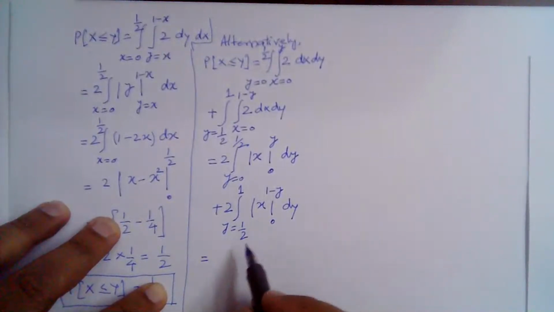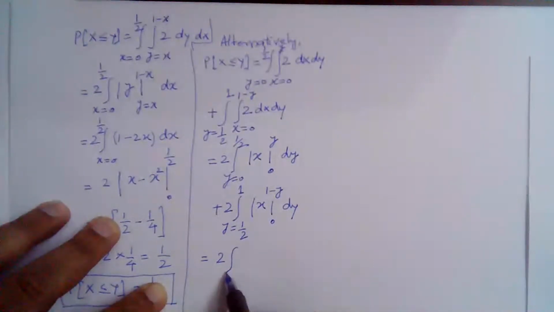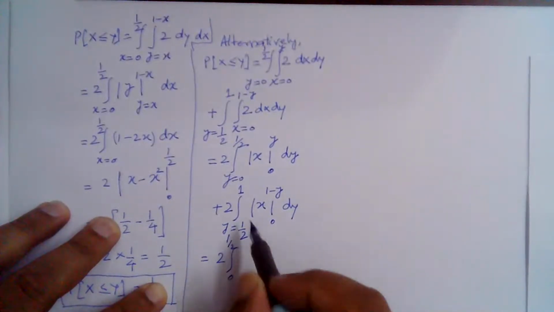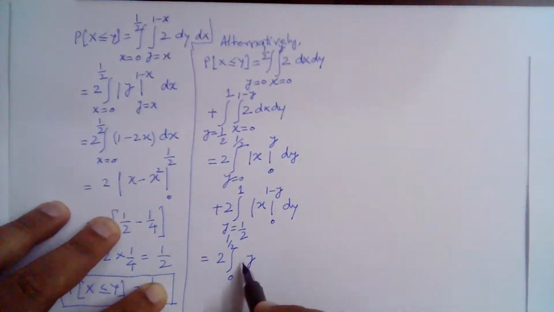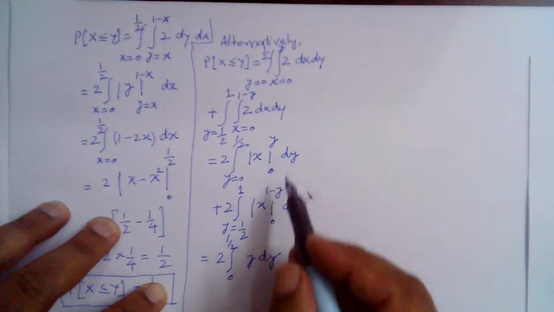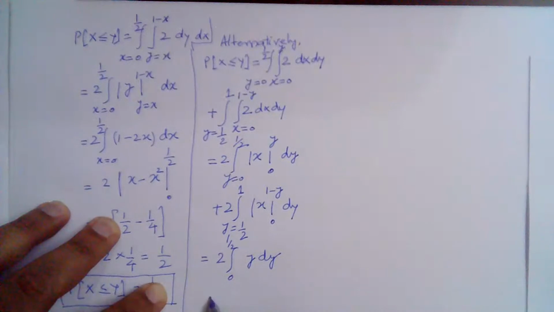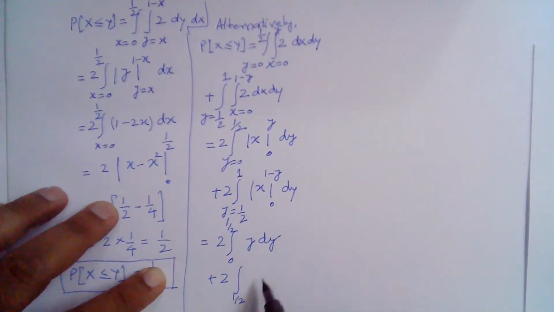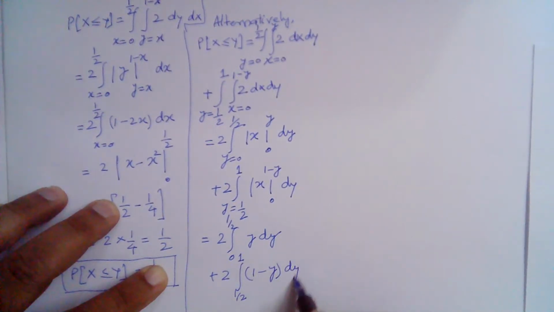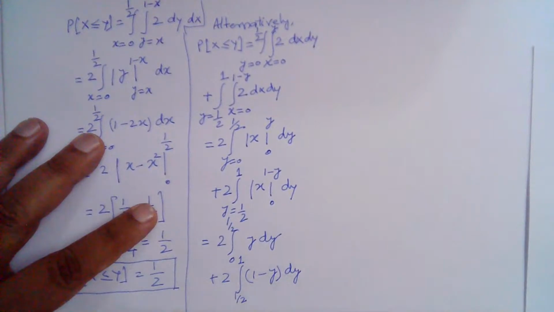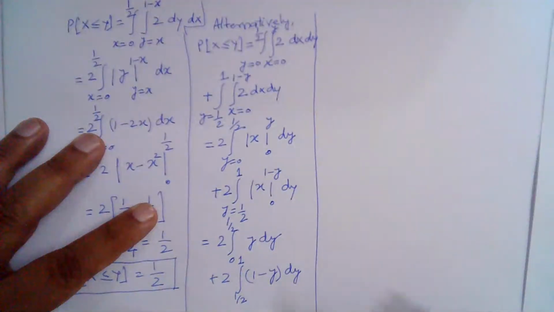Here we have 2, and y is equal to 0 to 1 over 2, right? And when we make the substitution for x, we have a y here, and dy. And this other integral plus 2, we have y is equal to 1 over 2 to 1, and 1 minus y, minus 0. So 1 minus y dy. Okay, so let's now move forward.